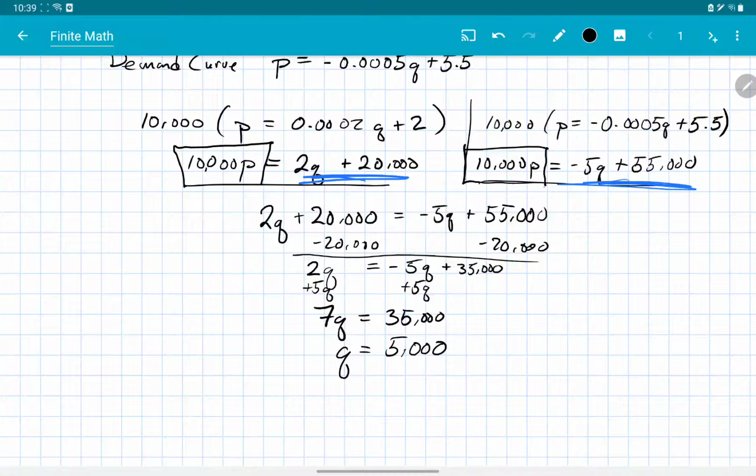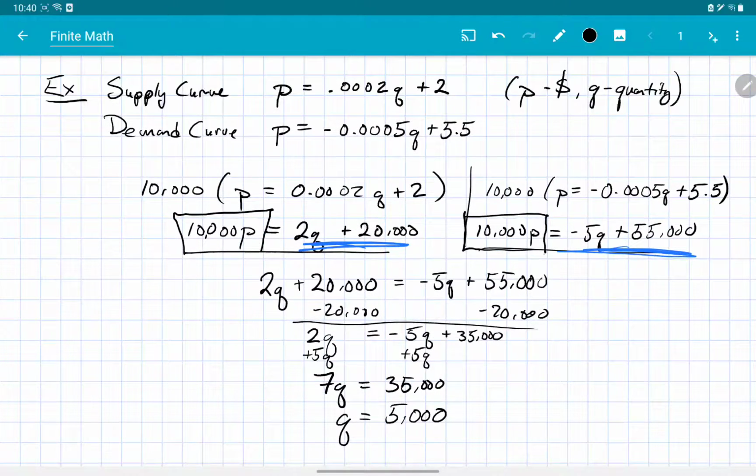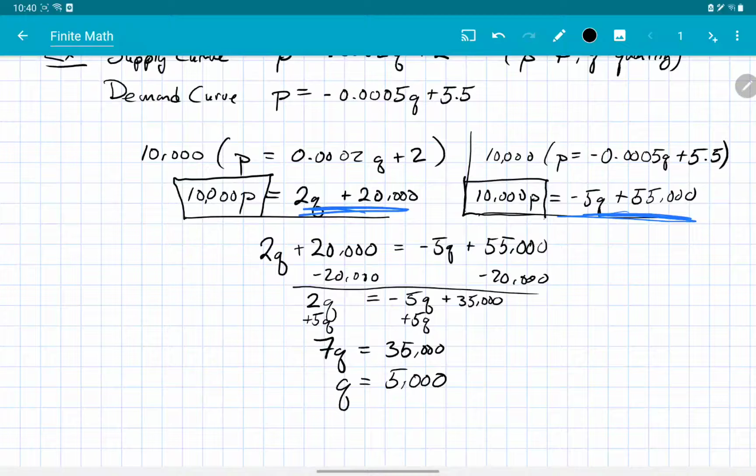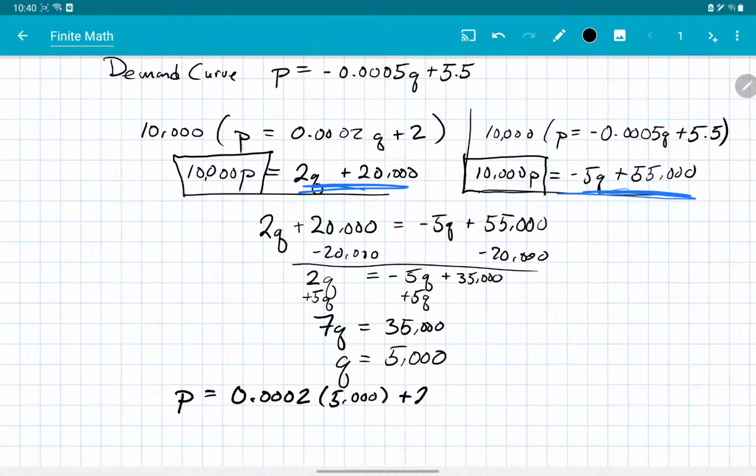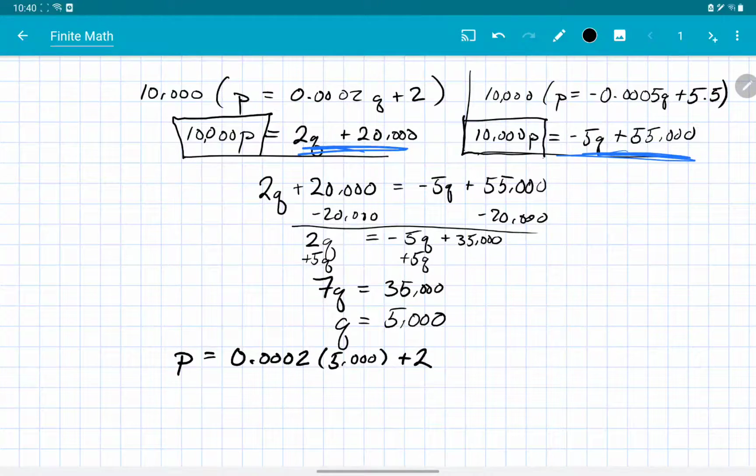Now we want to find the price at which that is going to happen. So now we need to find P. P is equal to, let's use the supply curve, 0.0002 times 5,000 plus 2. Okay, so 2 10,000ths, that's what 0.0002 means. Okay, so then, let's see. That is exactly 1 plus 2.